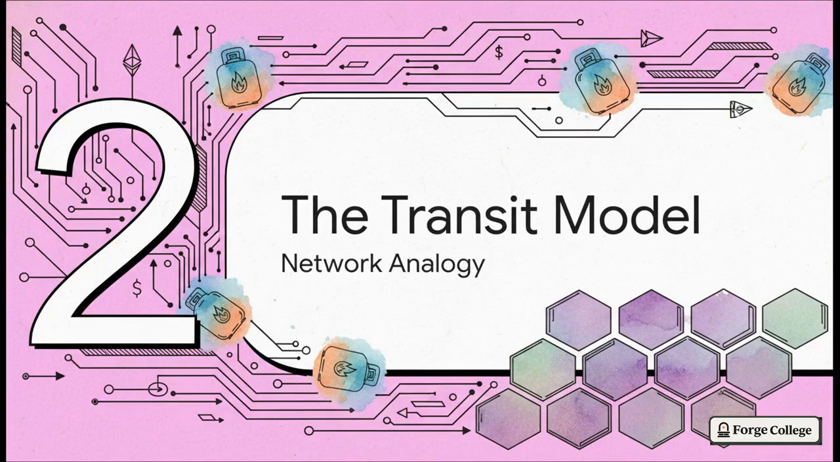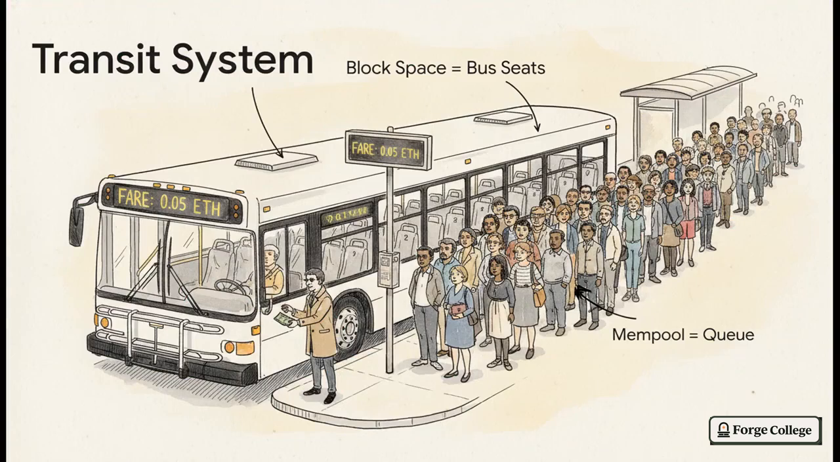Moving on to Section 2, the transit model. This is our network analogy. So how does the network actually decide who gets through that door first? Well, a really brilliant way to visualize this is to think of the network as a public transit system. The available block space is simply the number of seats on a bus. The gas price, that's the fare you pay to ride. The mempool is the queue of people standing out at the bus stop. And the priority fee? Well, that's essentially you slipping a crisp $20 bill to the bus driver to let you skip the line and board first.